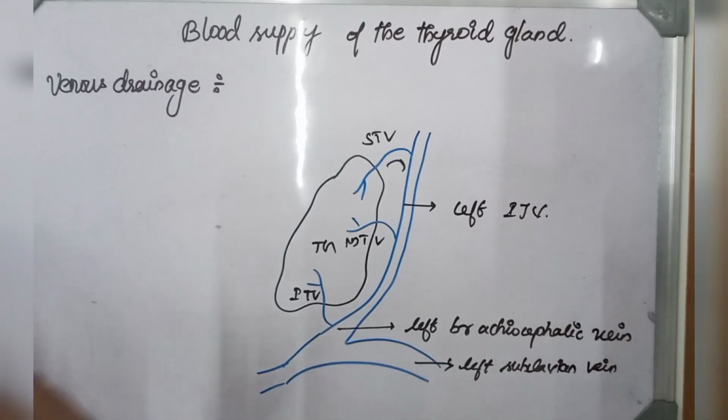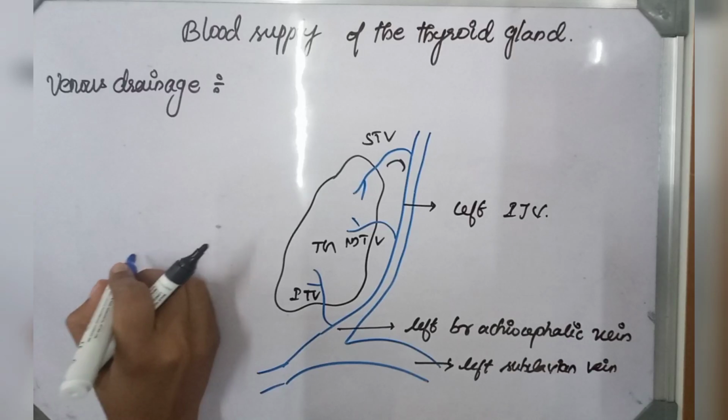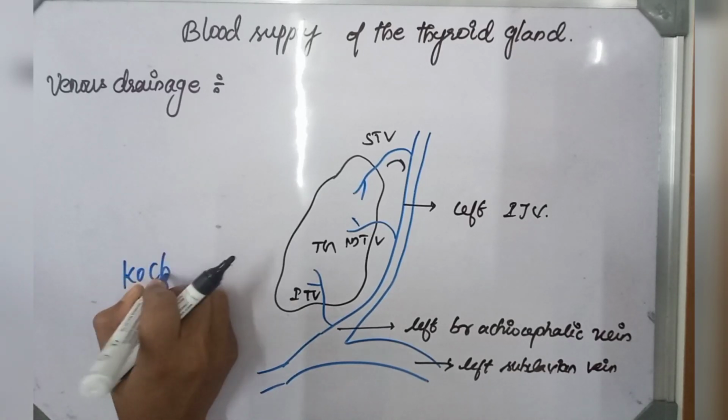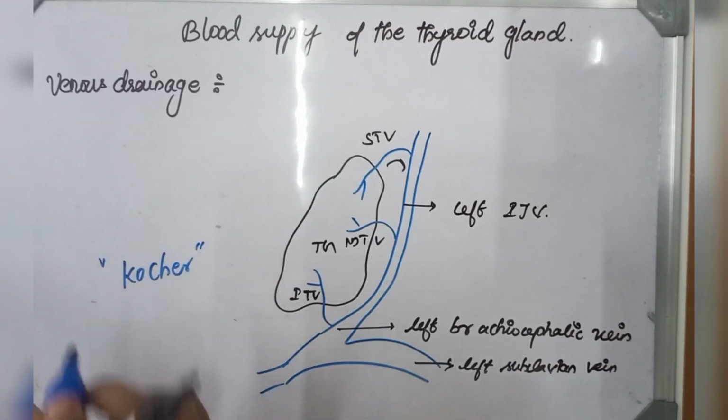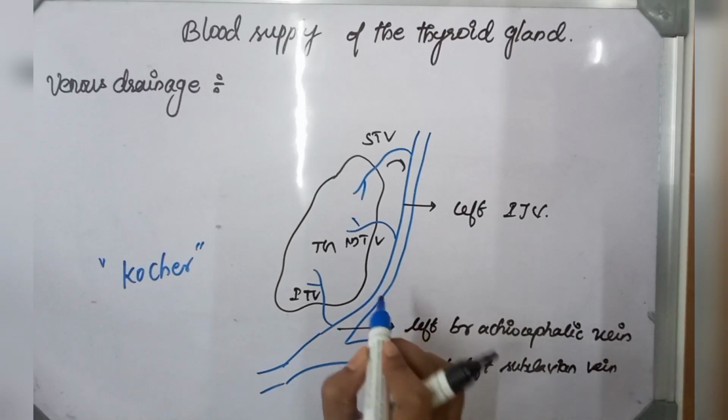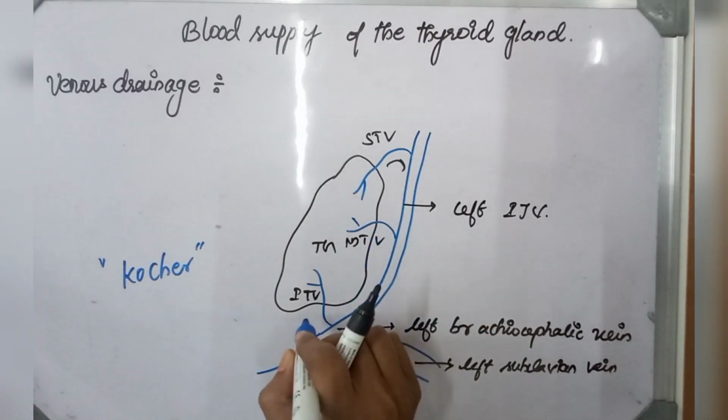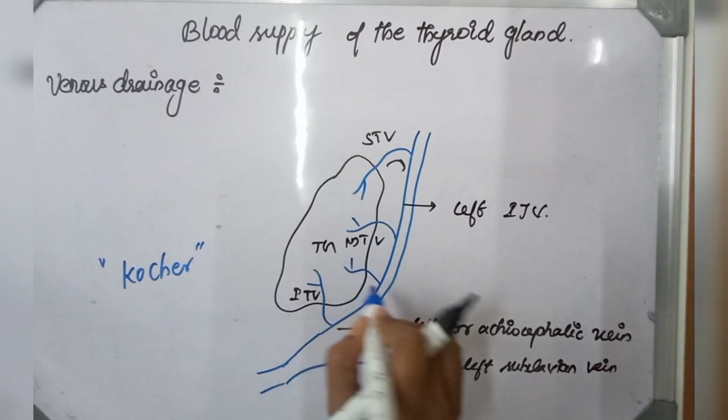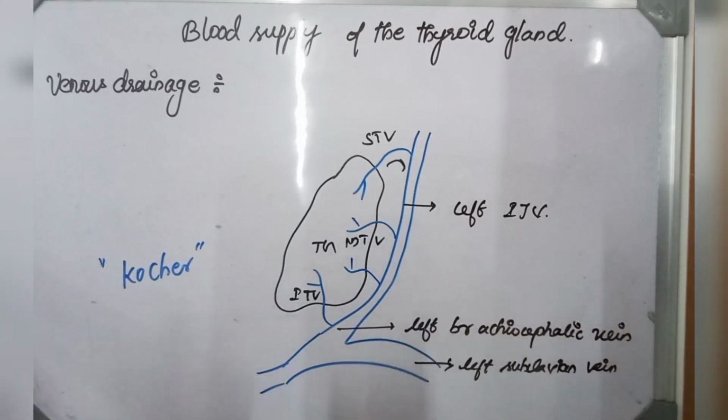Another important vein is the fourth thyroid vein. We mention it as Kocher's vein. The fourth thyroid vein, called Kocher's vein, emerges between the middle thyroid vein and the inferior thyroid vein, and it also drains into the left internal jugular vein. So this is all about the venous drainage.